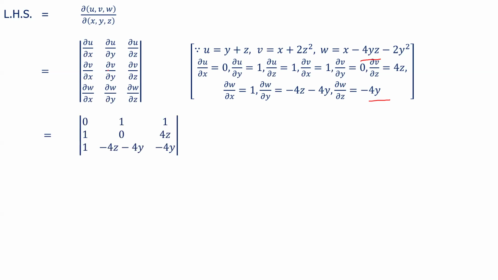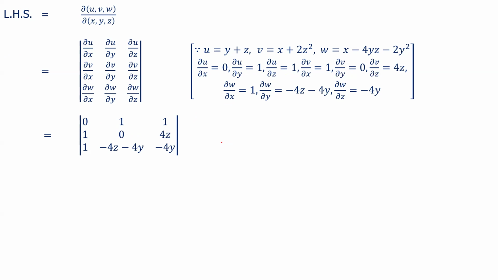Let us substitute all this in the determinant. The first row is 0, 1, 1. The second row is 1, 0, 4z. And the third row is 1, minus 4z minus 4y, minus 4y.